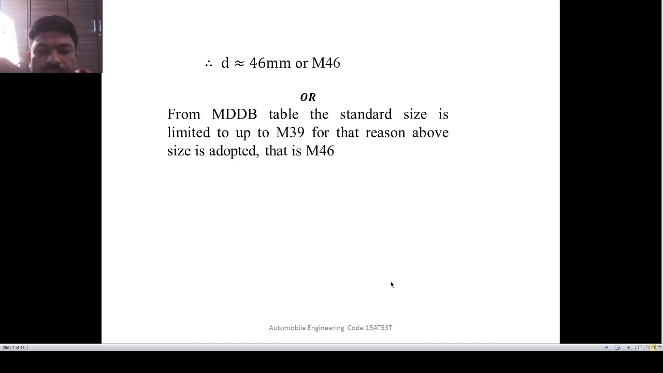If you have any questions you can ask. Otherwise, we will proceed further. The next type of problem we are going to solve here. Next, take down another one.